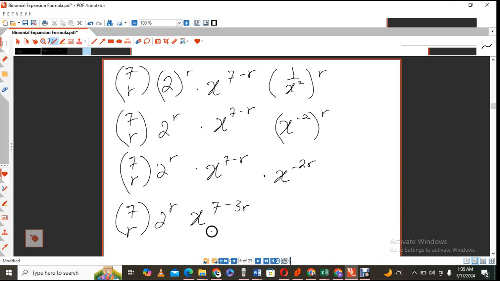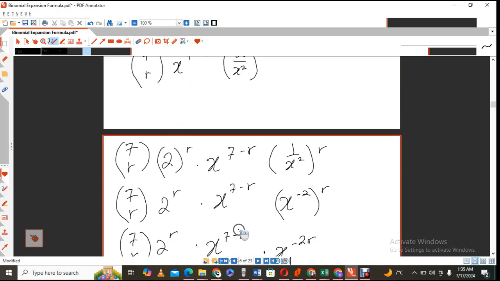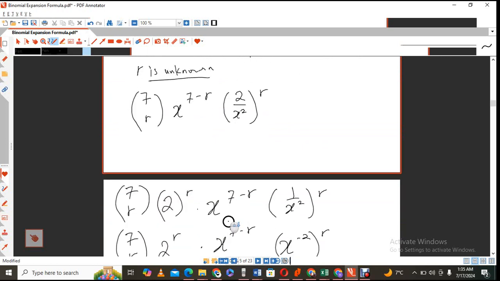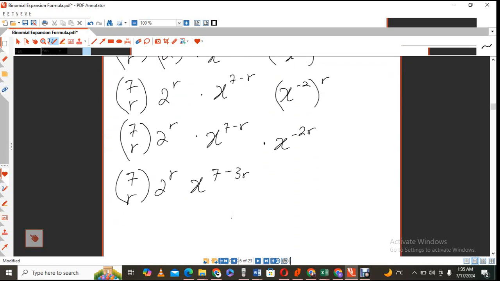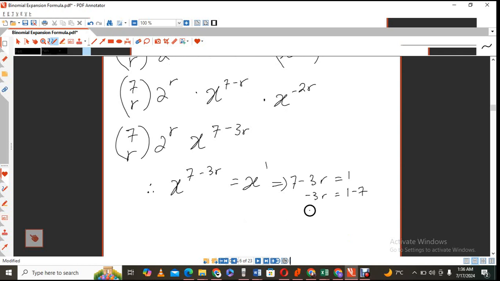Now here's the part that is important, because you are looking for the term that is the coefficient of x raised to the power of 1. So we have to say, okay, x raised to the power 7 minus 3r equals x raised to the power of 1. That's what we're looking for. So dropping the bases and equating the indices, 7 minus 3r is going to give you 1. Of course, you have negative 3r equals 1 minus 7, which is negative 6. So you have negative 3r equals negative 6, and r is 6 divided by 3. That gives you r to be 2.